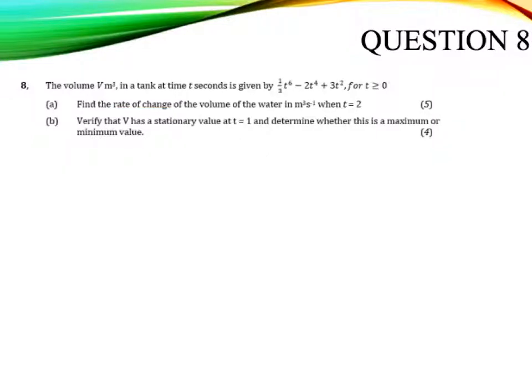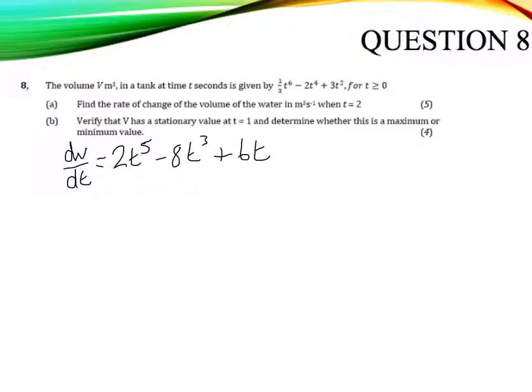So part B says verify that V has a stationary value at t equals 1 and determine whether this is a maximum or minimum value. So let's just get back up what our function was telling us, our rate of change function. So dv by dt was 2t to the 5 minus 8t cubed plus 6t. Okay, so it says verify it has a stationary value.